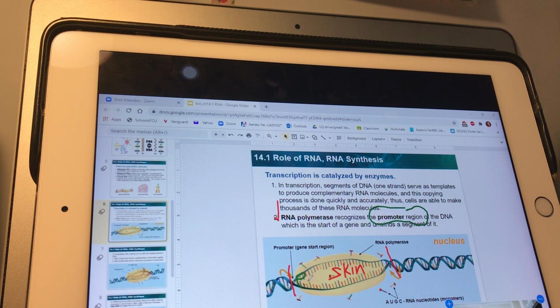In front of every single gene is a region, and this region is always the same. We call this region the promoter. The promoter is the start of every single gene. Guys, got it? If you have 10,000 genes, you have 10,000 promoters.